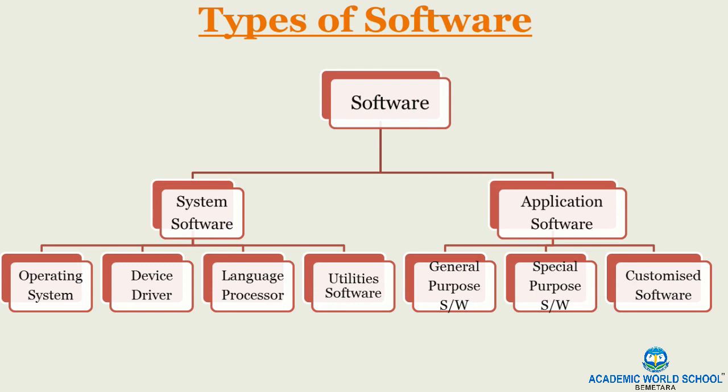The first one is operating system. Operating system is called the manager of our computer. It manages all the different internal and external activities. Examples of operating system you can take are Windows XP, Vista, Windows 7, Windows 8, Linux, Unix. It works as an interface between the user and the hardware.